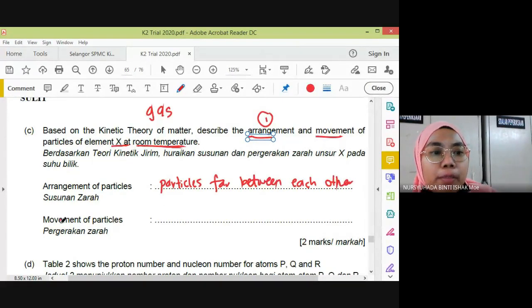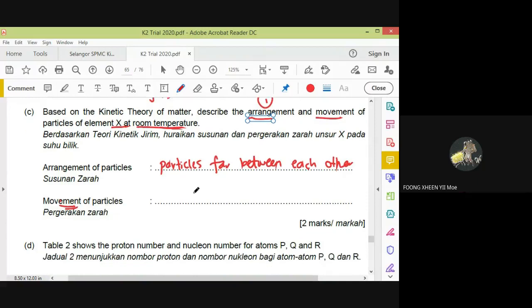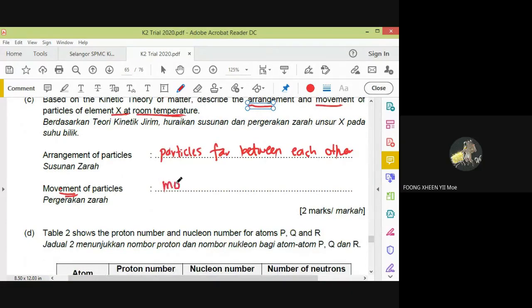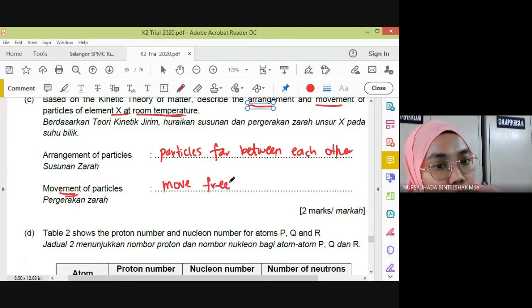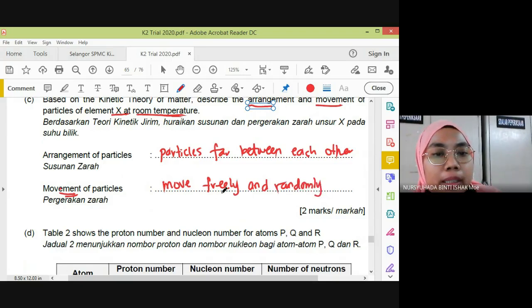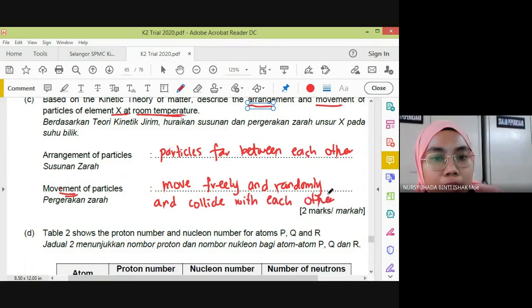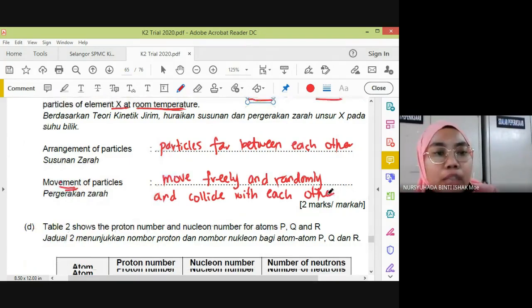Okay, how about the movement? Move freely and randomly. Boleh tambah move randomly and freely and collide with each other. Sebab dia terlampau laju, dia move very fast. So dia akan berlanggar antara satu sama lain. Will collide with each other.